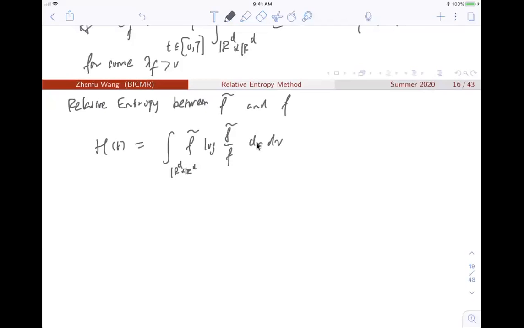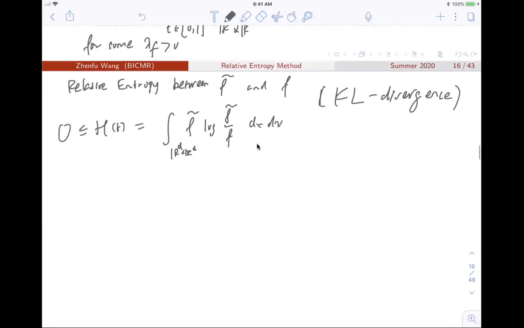Since f and f tilde are both probability densities, the relative entropy is always positive. It's not a metric, but it's a good quantity people use to measure the distance between f and f tilde. It's also called divergence. It's called KL divergence.